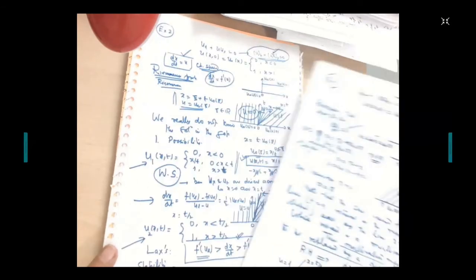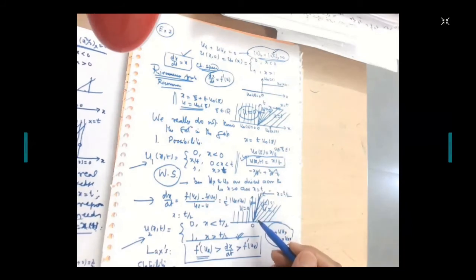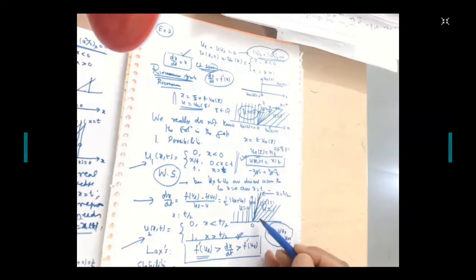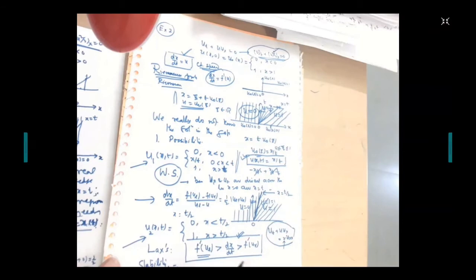So first of all, we should not have done it, because the characteristics do not intersect. This is one possibility, this is another possibility. Here we have introduced a discontinuity. Mathematically, it is a correct solution, but it doesn't satisfy the stability criterion.